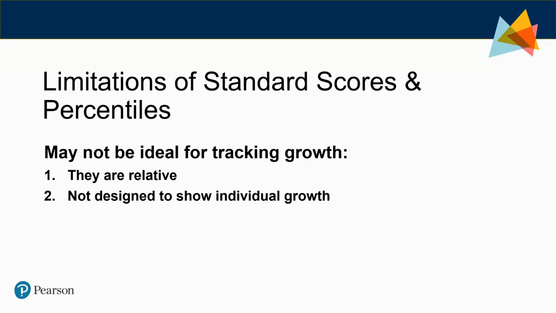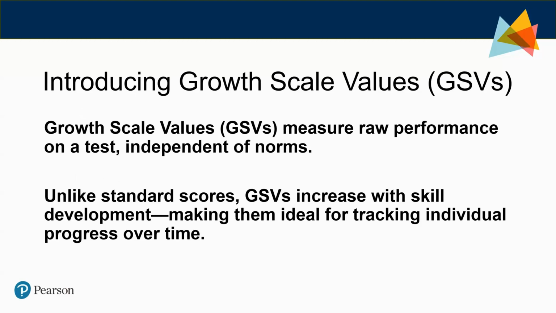So how do we accurately measure students' progress over time? That's where growth scale values come in. Growth scale values offer a better way to measure true progress. GSVs are raw performance scores that increase as a student improves. So unlike standard scores, which are based on comparison to peers, GSVs measure a student's actual skill development. And the key advantage of GSVs is that they're absolute, meaning that they increase when a student's performance improves, regardless of how others perform.